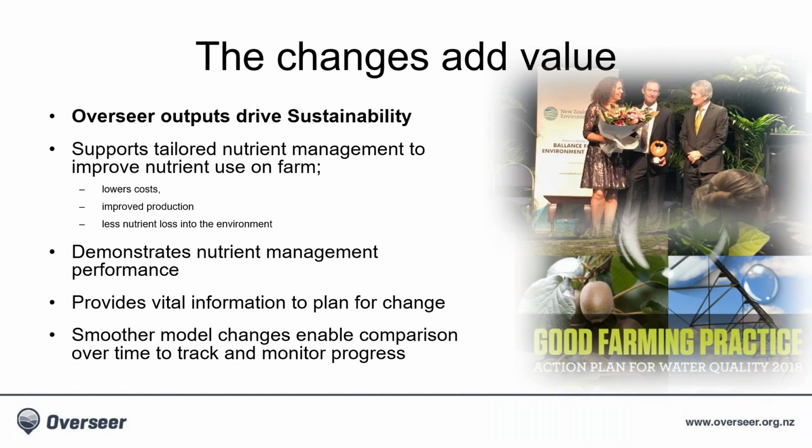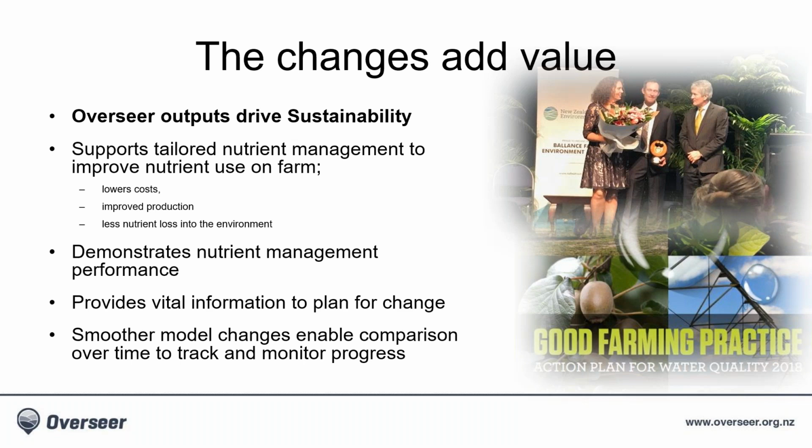So by moving us back to being a decision support tool, for Overseer Limited, it's all about ensuring that our software provides the science to support sustainable food production. So we believe that Overseer, the model and the software, by supporting tailored nutrient management to improve nutrient use on farm, allows consultants and farmers to look at how to lower costs, improve production, and ensure that we get less nutrient losses into the environment.